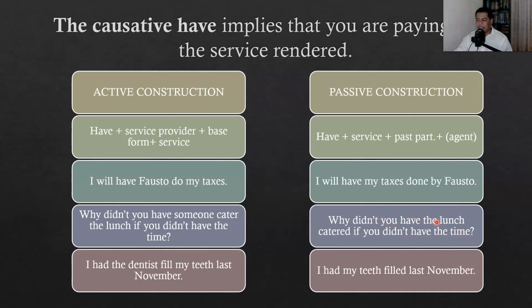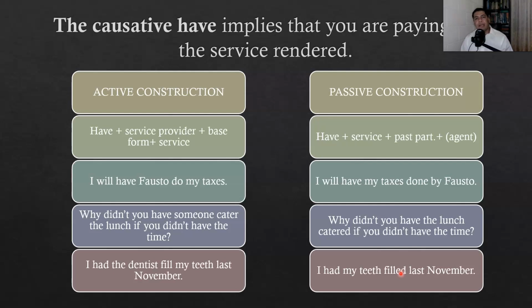As you can see, the pattern repeats, right? Have, the service, the lunch, the verb for the action, catered, right? And in this case, I am not using the agent. It's not really important for me to use it. I had my teeth filled last November. Again, the verb have, the service, the past participle for the action performed. I am not using the agent because it's a pretty expected agent, which would be the dentist, right?